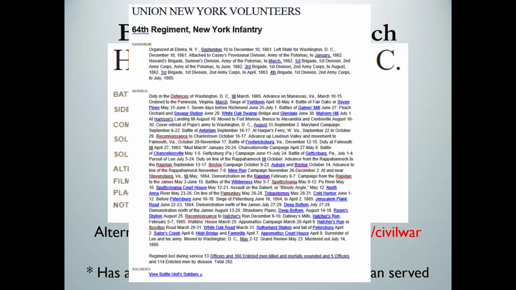And at the very bottom, I don't know if you can see it, there's a link called View Battle Units Soldiers. If you click on that link, that brings up a list of every soldier that was in the 64th New York Regiment. So you can see a whole list and look and see, if you're curious, how many were there? It's going to give you that list.